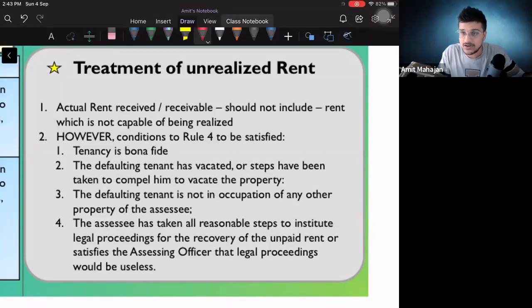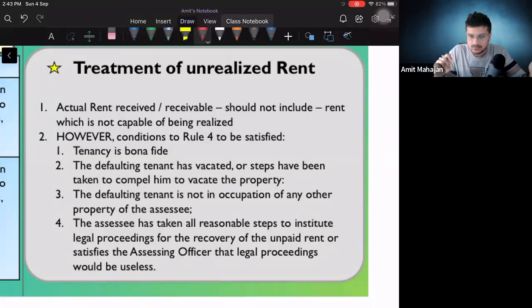Rule number 4 is satisfied. Conditions to rule number 4 is satisfied. Now, what is this rule number 4? We have to understand this. If rule number 4 is satisfied, then only you will be able to deduct that unrealized rent from the actual rent. Now, what is rule number 5? Sorry, rule number 4.